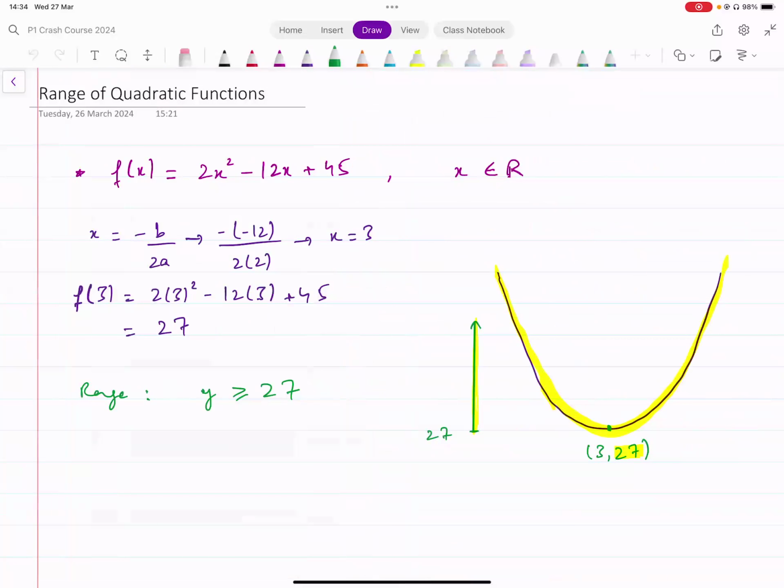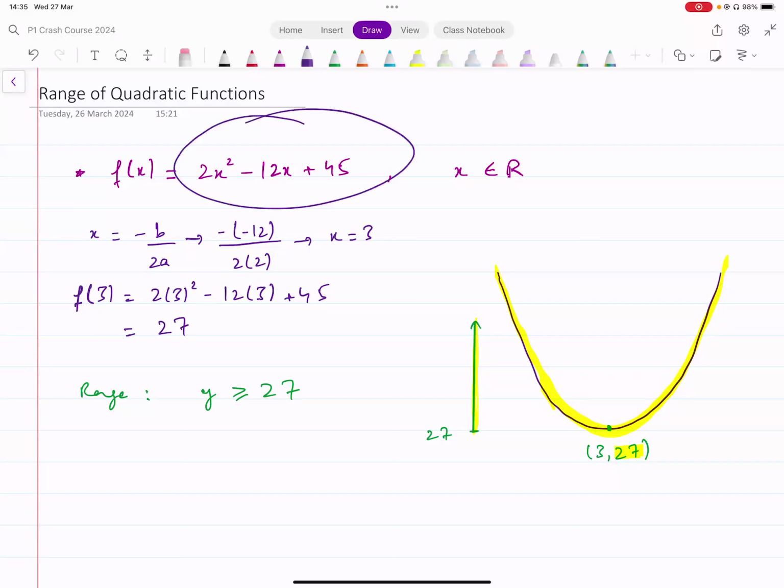Then we talked about range of quadratic function. This was the most important part because this is the most commonly asked question in the exam. As far as functions is concerned, you will mostly be dealing with quadratic functions. There are other types of functions as well, but mostly they use quadratic functions in the functions topic. So we need to understand how to find range of quadratic functions.